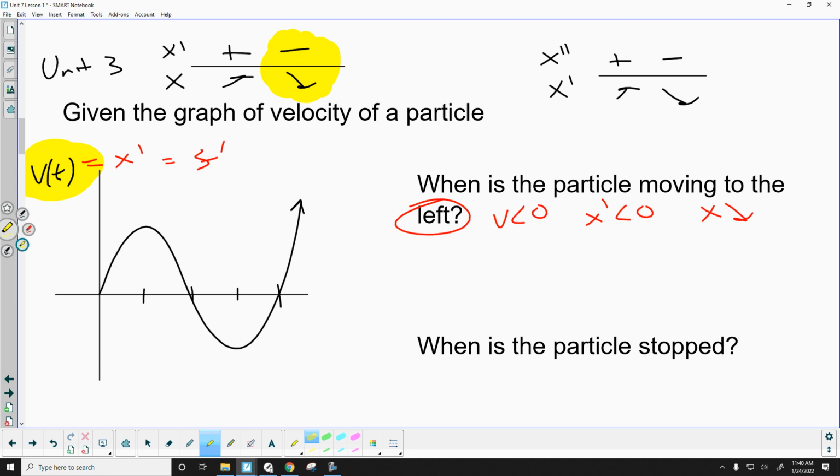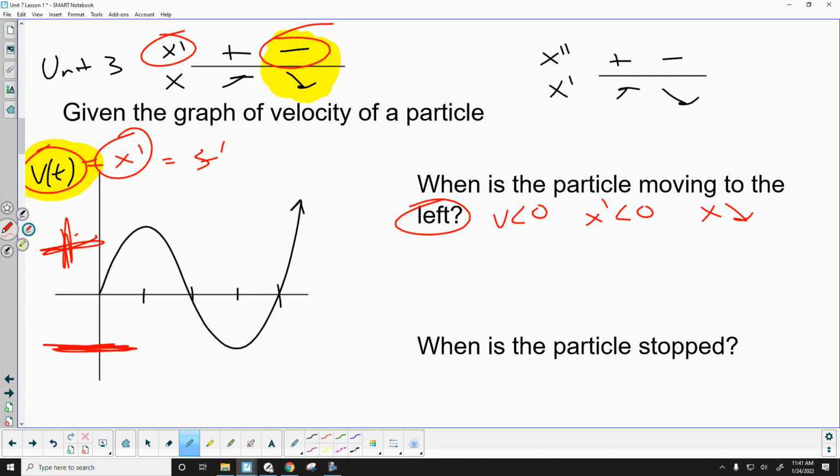Boom. We have v. We have x prime. When is x prime negative? It's when the values of x prime are negative, below the x-axis. That's between 2 and 4. Look at us. We're doing stuff we've already done. It just looks different.